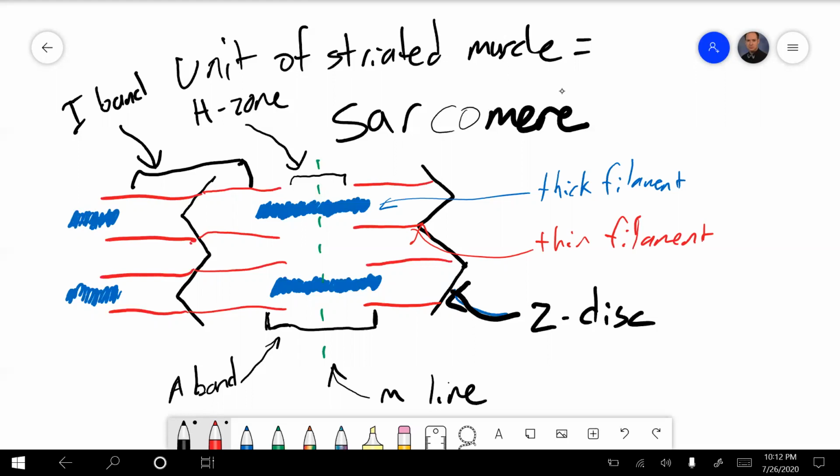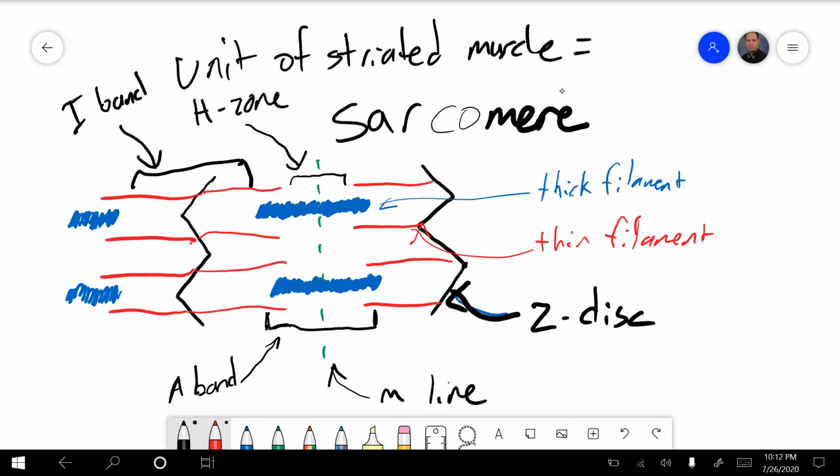Now, it's the movement that takes place here at the sarcomere that's going to be the movement that causes muscle contraction. When muscles contract, the Z discs will move closer together because the proteins of that thick filament are going to latch onto the proteins of that thin filament, and they're going to pull them in toward that M line in the middle. So when muscle contracts, the Z discs get closer together.